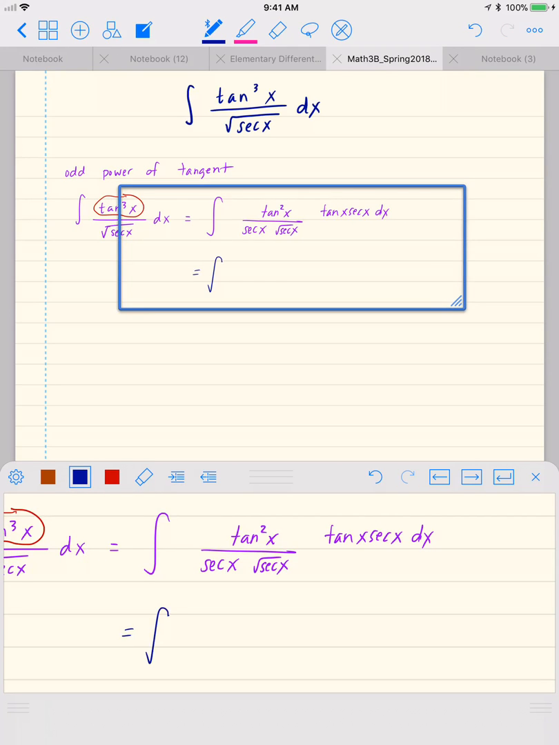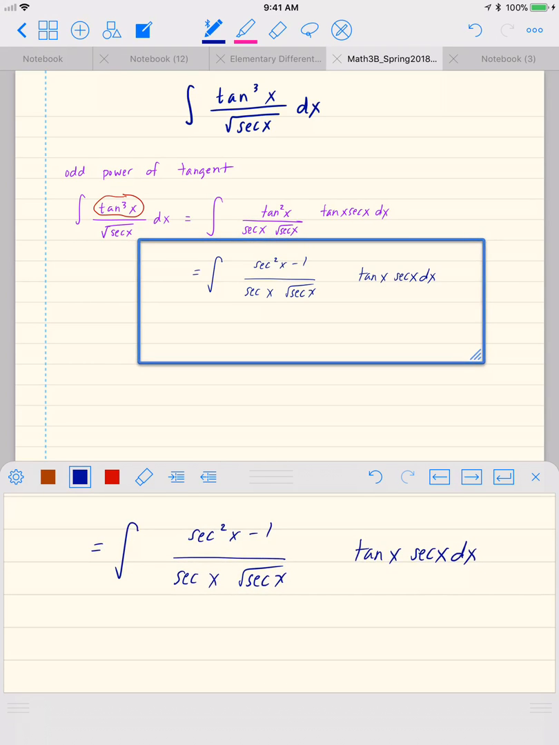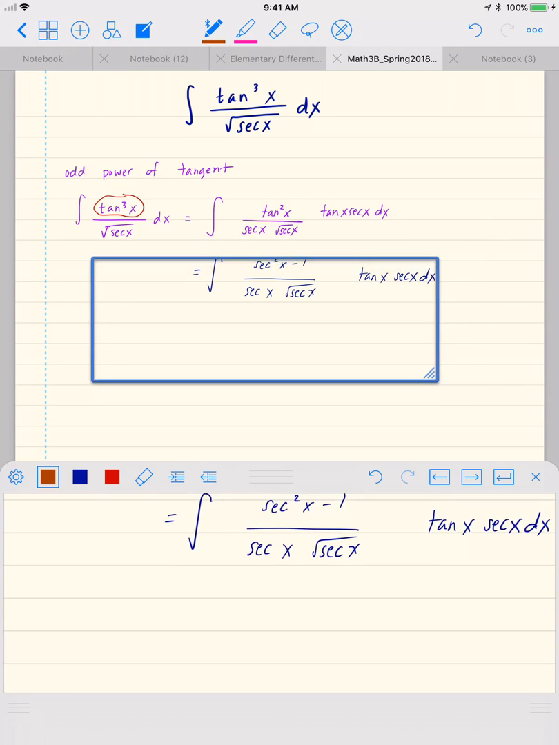Now instead of tangent squared x, I'm going to have secant squared x minus 1. Okay? Now in the denominator we'll have secant x times the square root of secant x. And then over here we'll have tan x secant x dx. Now this is in perfect shape to do a u substitution. So if I let u equal secant x, then du is secant x tan x dx. Okay, so that's my motivation.